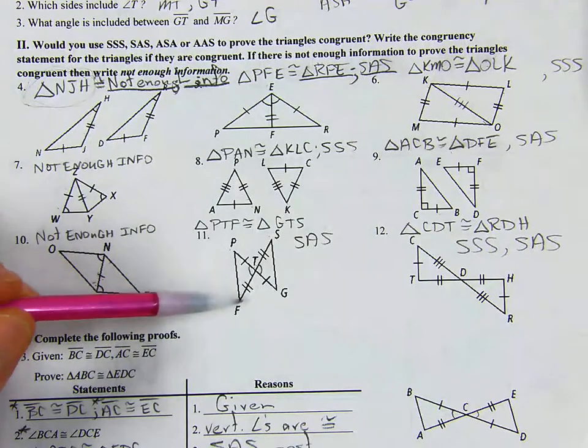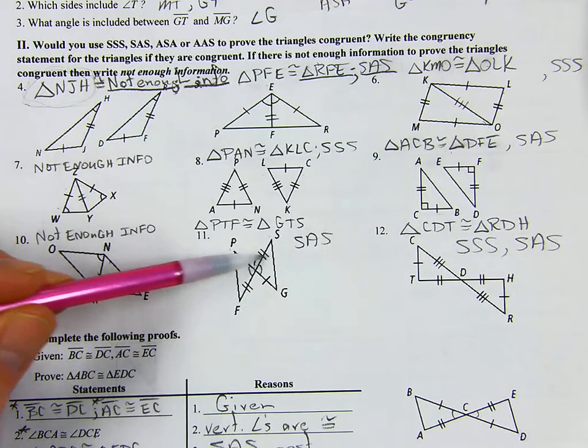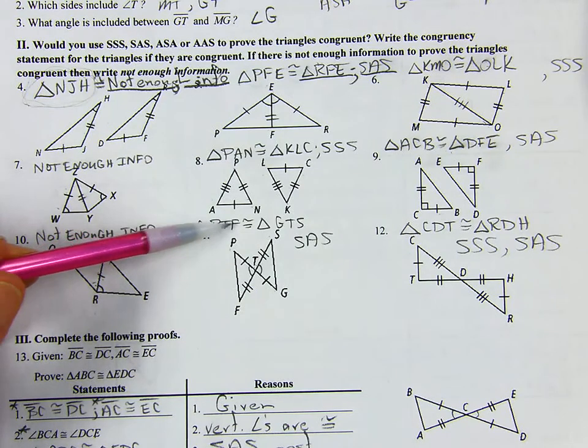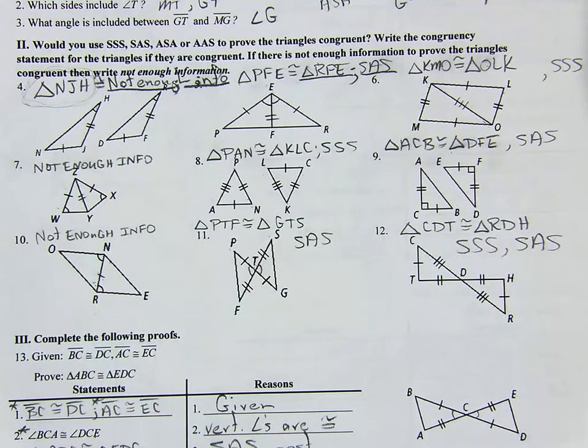The next one is congruent because the vertical angles are congruent, so we could say side, angle, side, SAS. And triangle PTF is congruent to triangle GTS, is the way I named them.